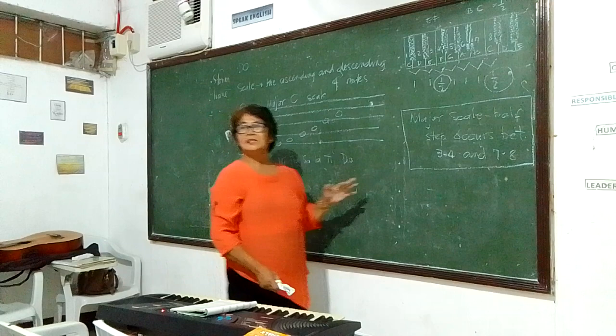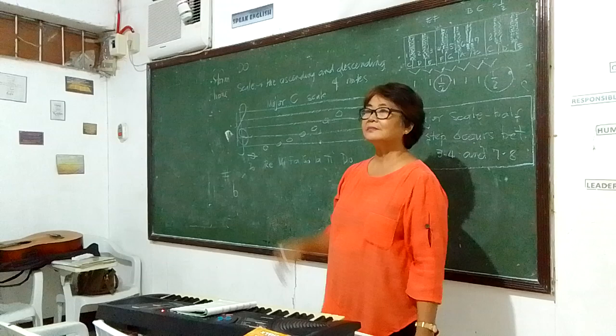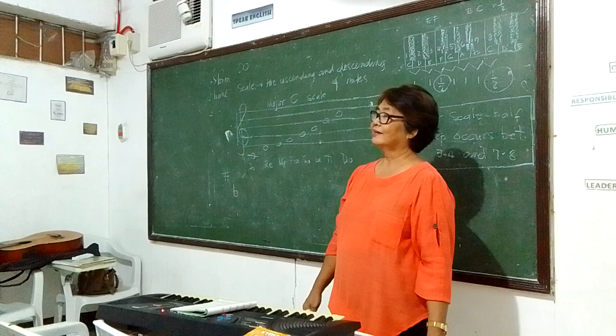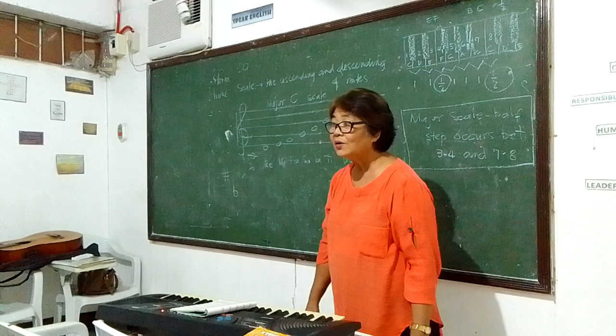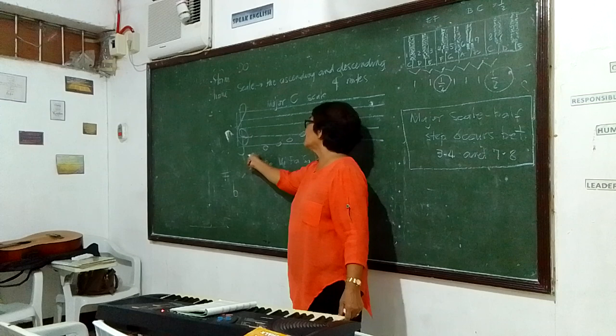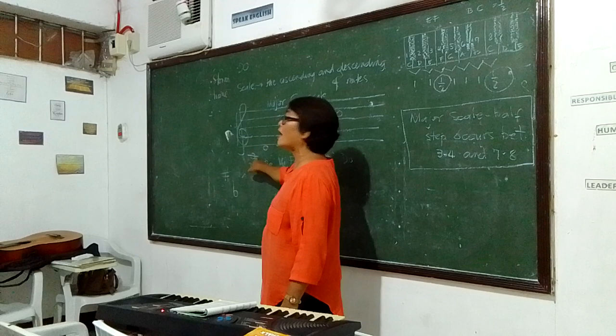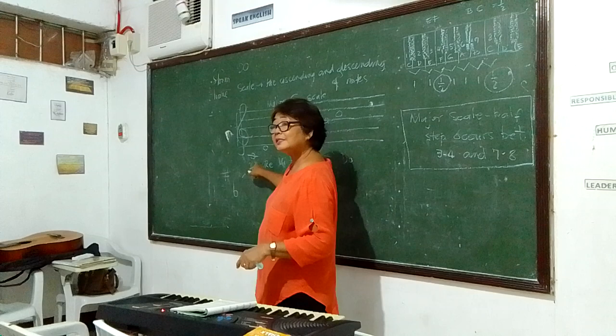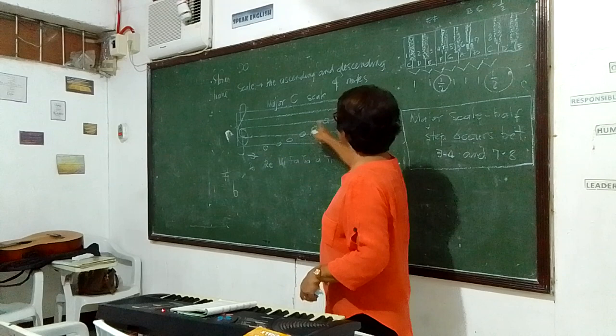Why is it that the Do of C major falls on the ledger line? Go back to your letter. The middle C. What letter is this? C. Since it is C, therefore its Do is on the ledger line. So this is the lower Do and the higher Do.